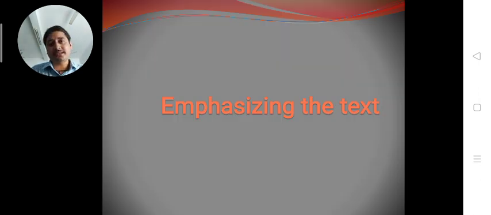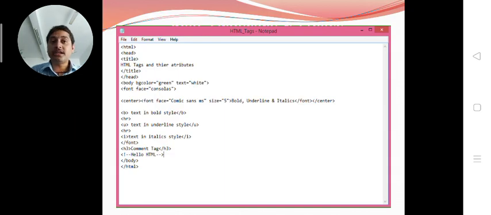And now emphasizing the text. Emphasizing means giving special values to the text, like bold, italics, underlines. To emphasize the text we have 3 styles: bold, underline and italics. Just see the code clearly. Again basic color green, text white, font face Consolas. Here we are defining font face Consolas.